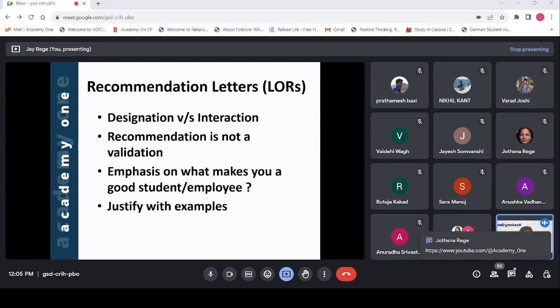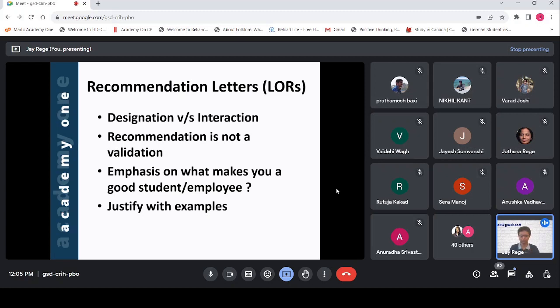Okay, let's move on. About LORs. Now, LORs are important, but not really very important. I mean, it is not really the most important aspect of your profile. It is an important thing. I would say don't neglect it, but at the same time, it's not something that is really very important.